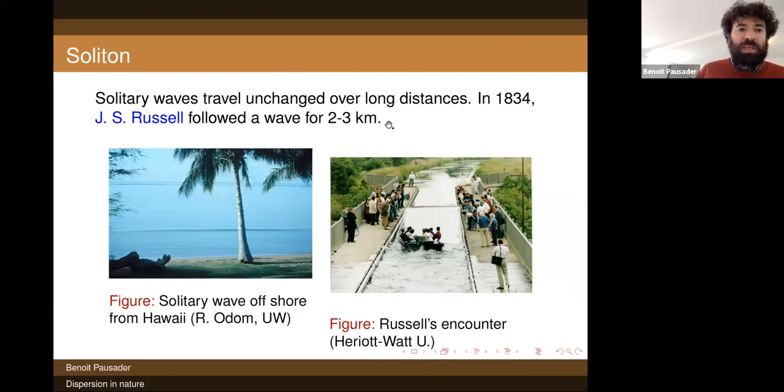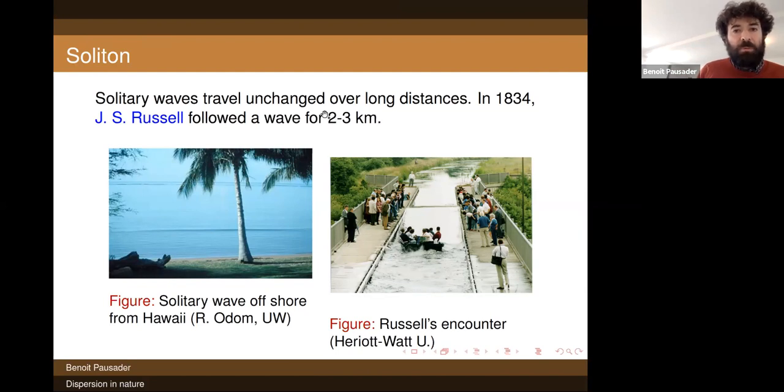And then he was following a barge on a canal that suddenly stopped. And then so the barge, as it was moving, was dragging some water with it. And then the barge stopped. And he observed that the wave then overtook the barge and continued on its own. And this is not so surprising. But what was surprising was that it really continued without changing its shape, just moving to the right steadily.